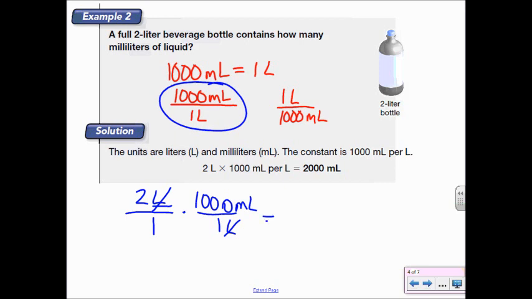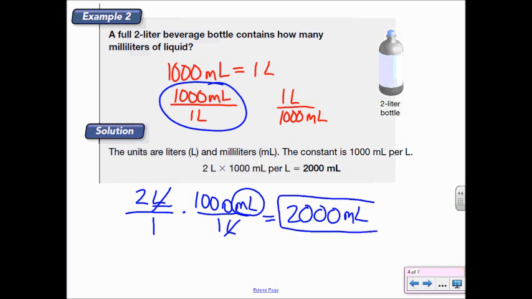And then I can go through and multiply. 2 times 1,000, since 1,000 is in the numerator, is 2,000. And then I would divide by 1, but that's going to keep it the same. So I have 2,000. Milliliters have not been canceled out, so those units are still there. So my units are milliliters, which is what I wanted to get.